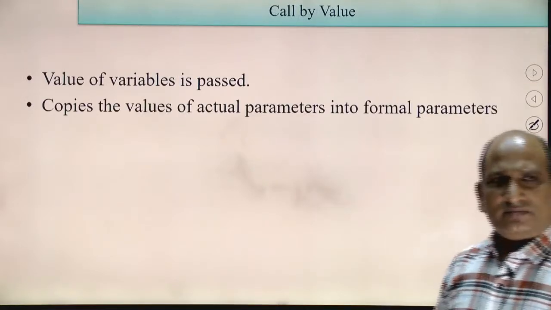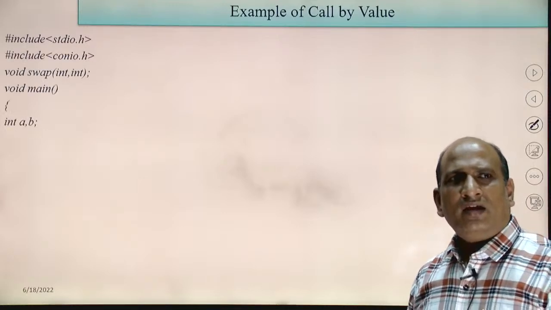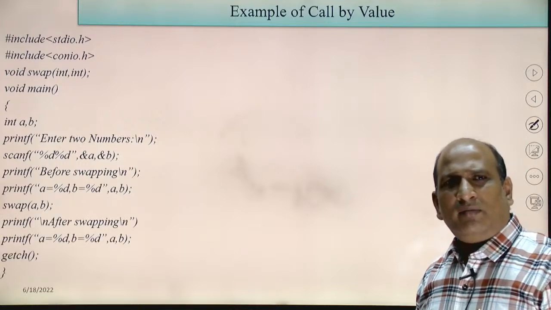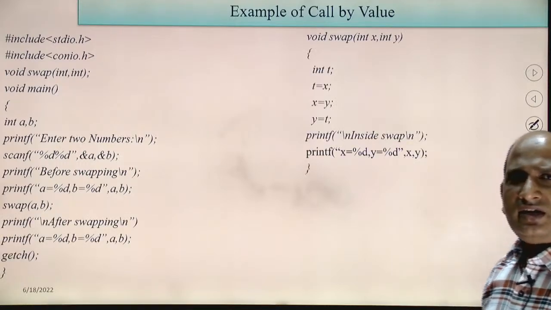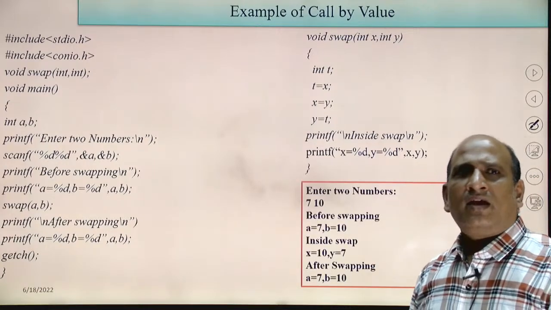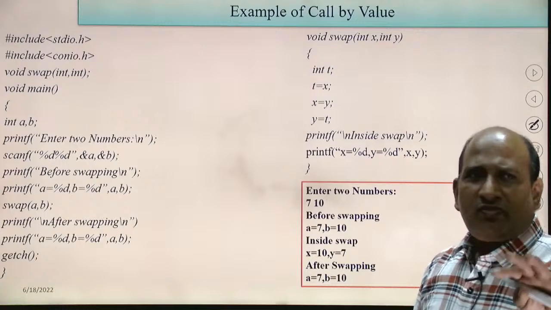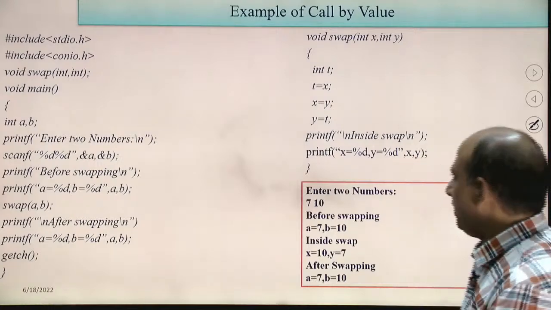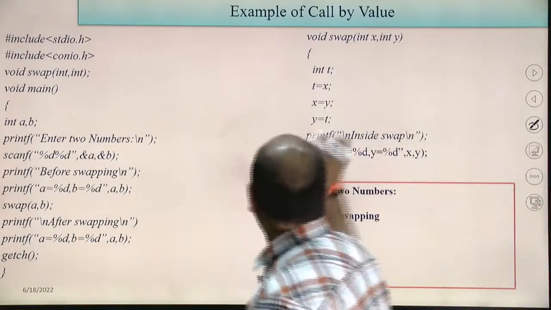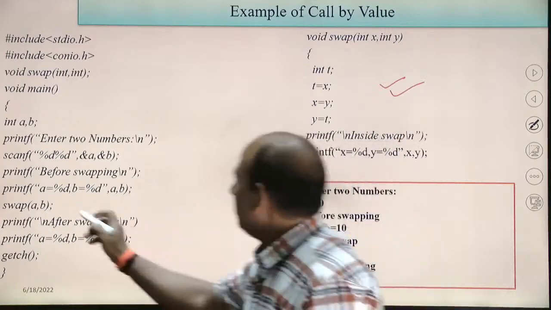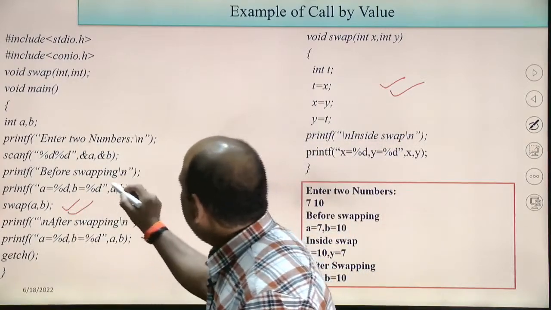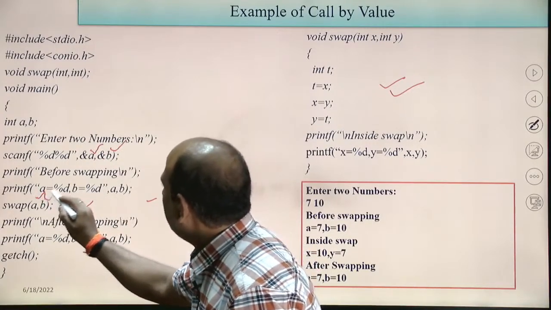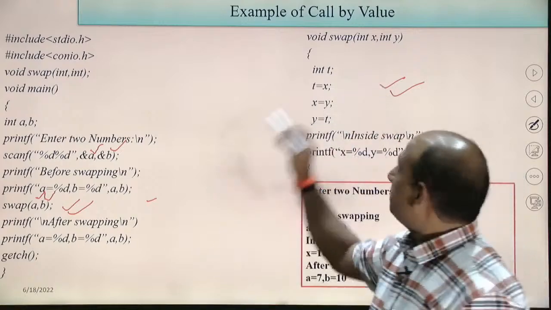This has been shown over here. Here is a function swap, which we defined before, that swaps the values of x and y. But we are calling this swap function by passing the values a and b, which means the actual parameter values have been passed to this function.